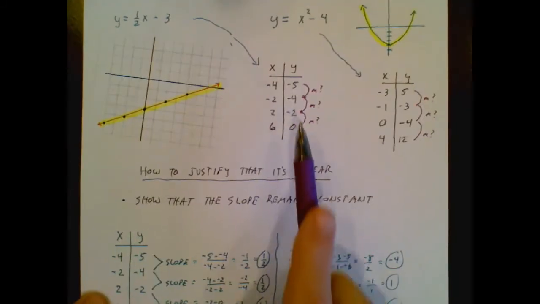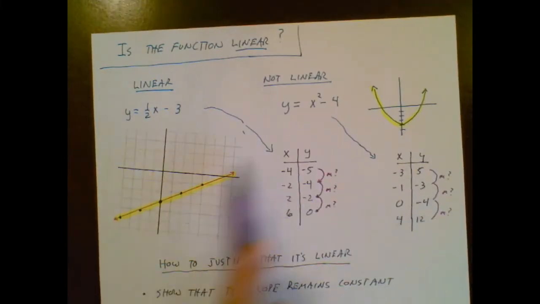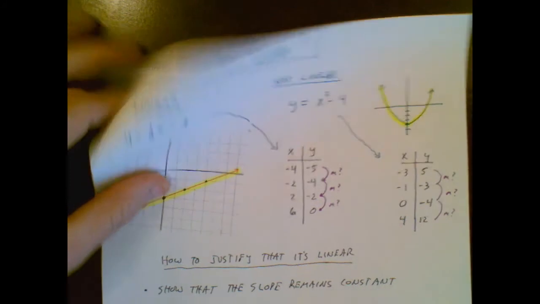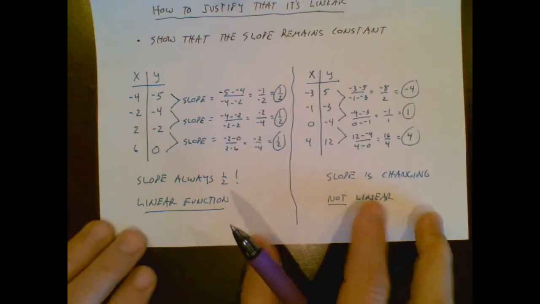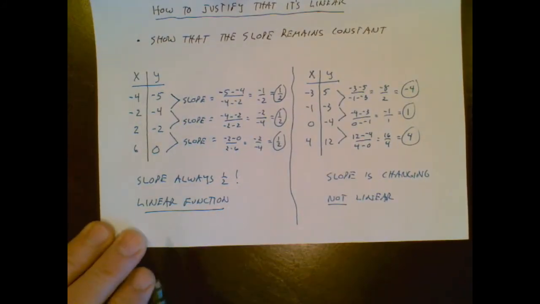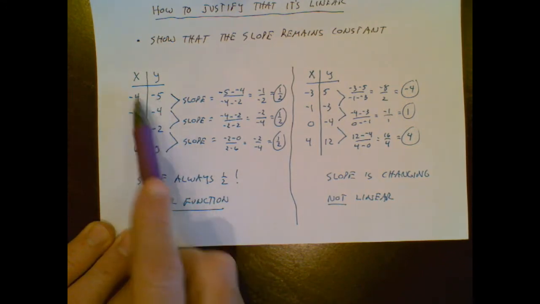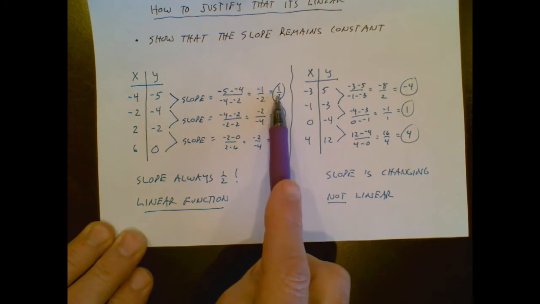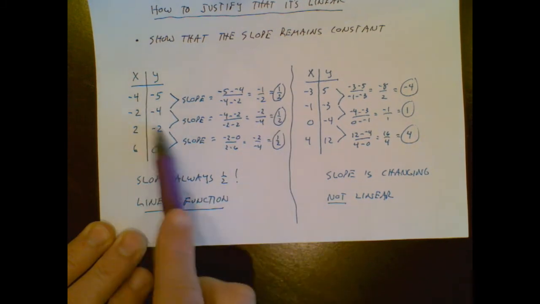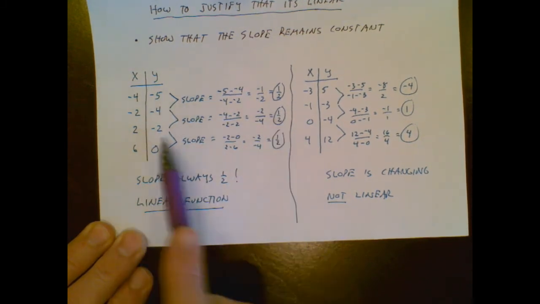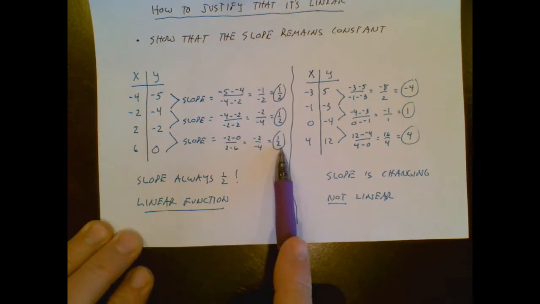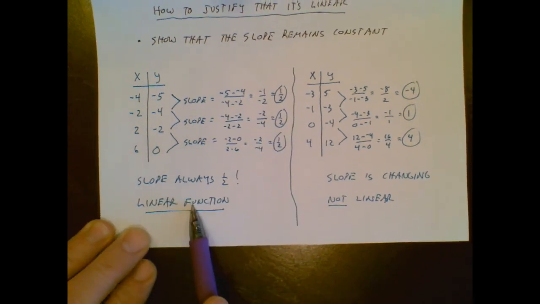I've taken these two tables, which are from this linear function and this nonlinear function, and I've computed the slope for each of those intervals. Now, this looks pretty messy, but if you take a look, between these 2 points, my slope is 1/2. Between the next 2 points, my slope is 1/2, and my slope is 1/2. I have a linear function.